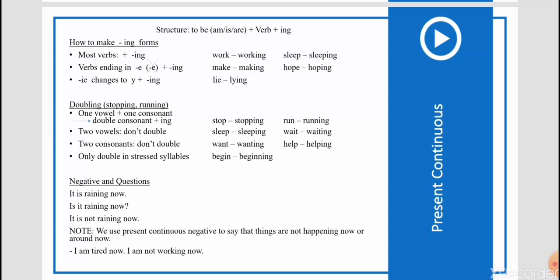Structure: am, is, or are plus verb plus ing. So how do we make ing forms? We have 3 cases here. Most verbs just take ing. For example, work, working, sleep, sleeping.